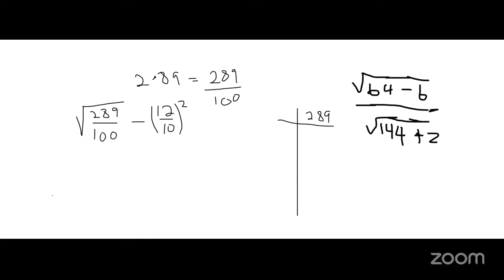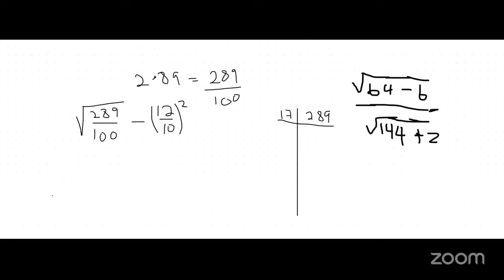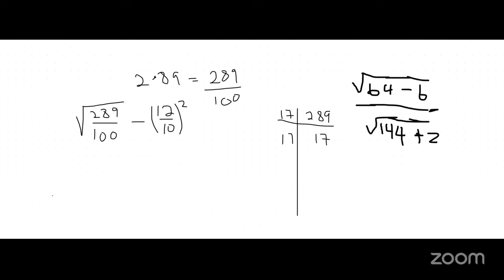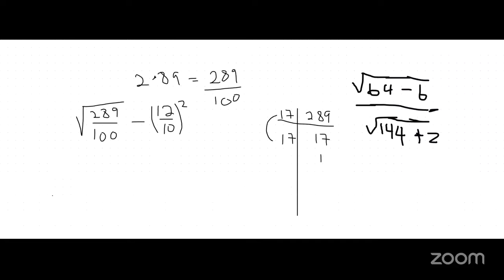The next prime number is 17. So 17 can go, right? 17 in 289 gives us 17. Now 17 in 17 gives us 1. Since we're looking for the square root of this number, we're meant to pair the factors in twos. Once we pair them in two, we pick only 1. Are you seeing this?